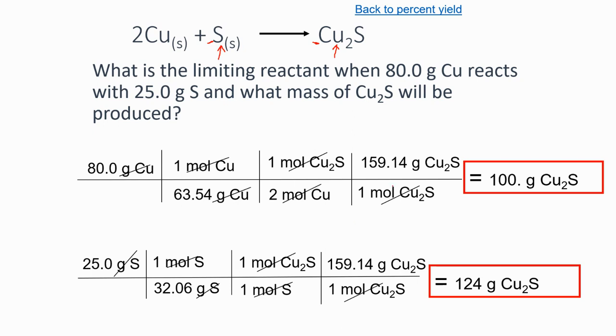Since the copper made a smaller amount of product, that's going to be our limiting reactant, and therefore we can only make 100 grams of copper 1 sulfide.